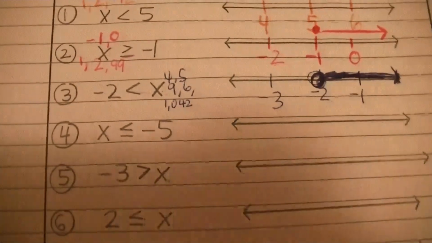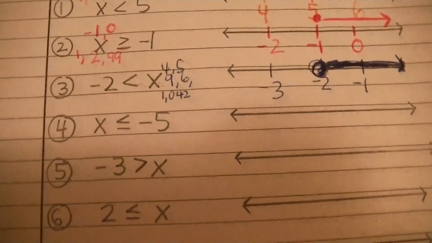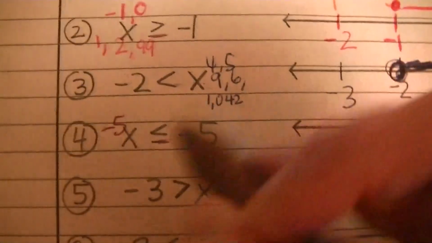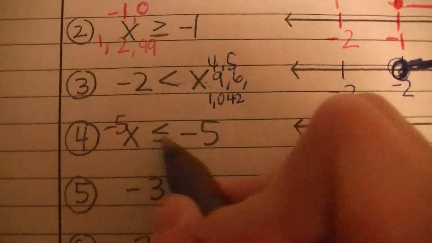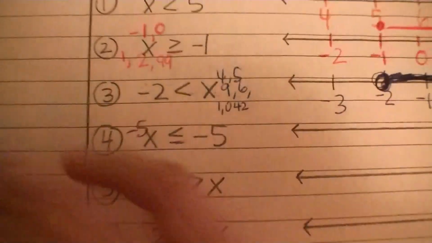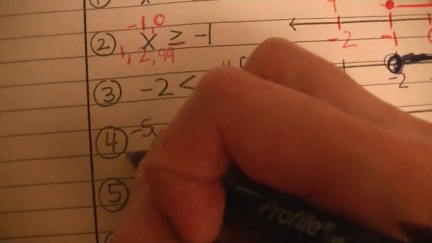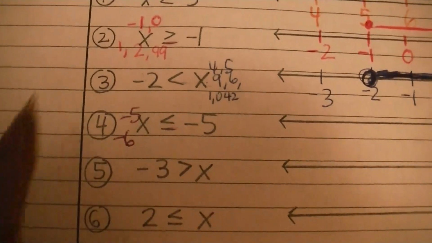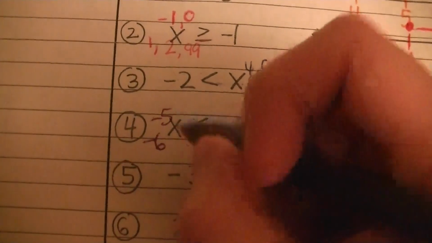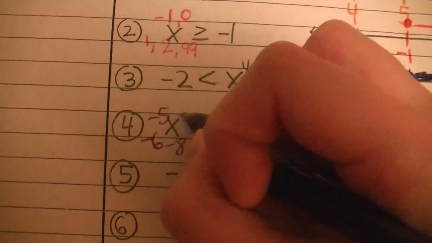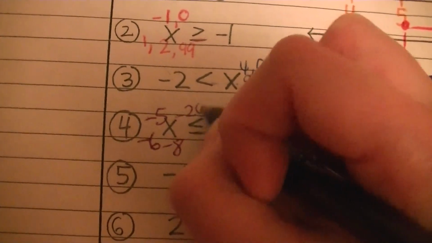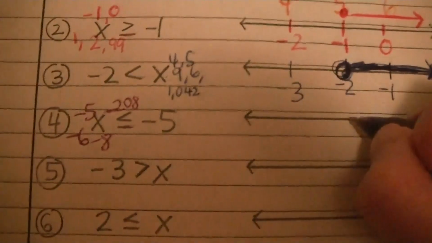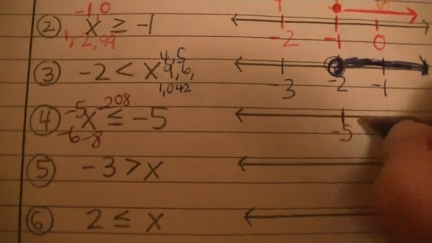Okay, now this one. X is less than or equal to negative 5. So x could equal negative 5, so I'm going to write that down there. But basically it's going to be any number less than or equal to negative 5. So numbers smaller than negative 5 would be like negative 6. Because numbers smaller than negative 5 would lie to the left on the number line in relation to that. So negative 8, negative 208. Smaller. Okay.